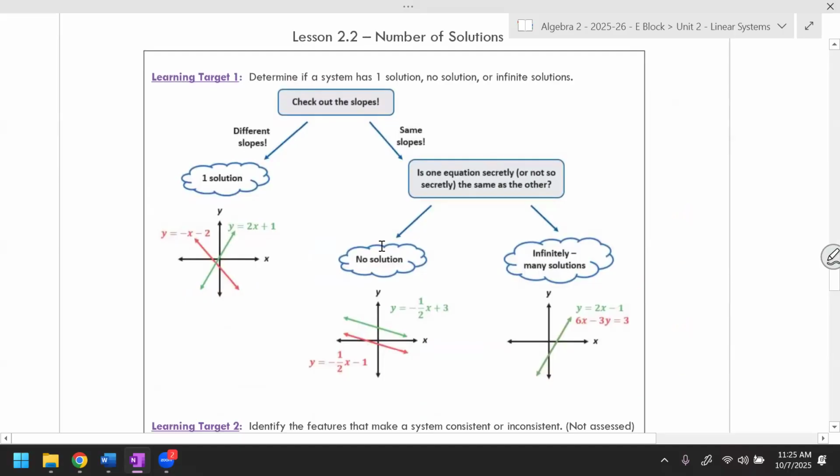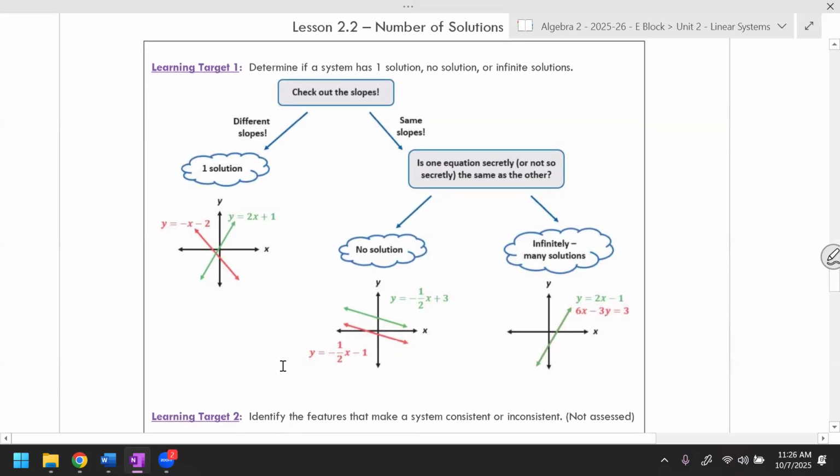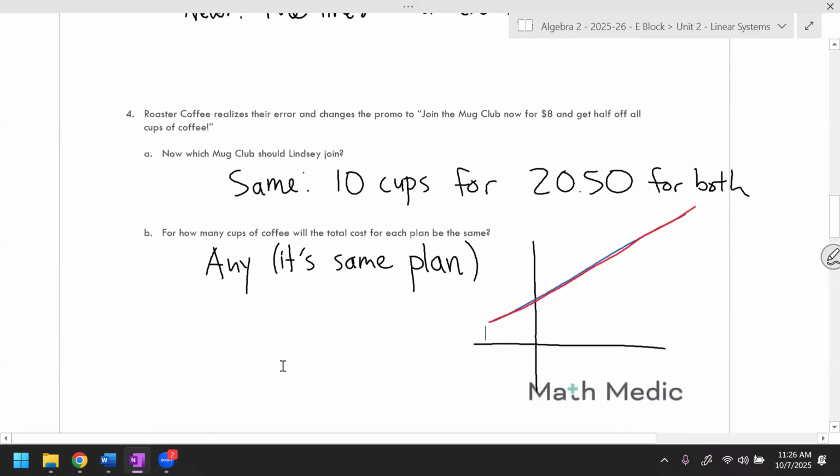If the two lines have the same slope, then there's only two possibilities. Either they run in parallel forever or they're the same line. So that's how you narrow it down. Is all making sense? So here we had infinite solutions. I'll write this down.